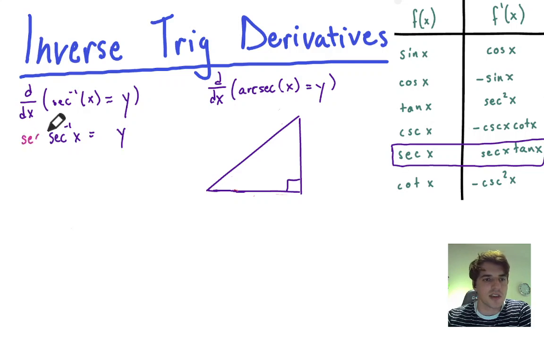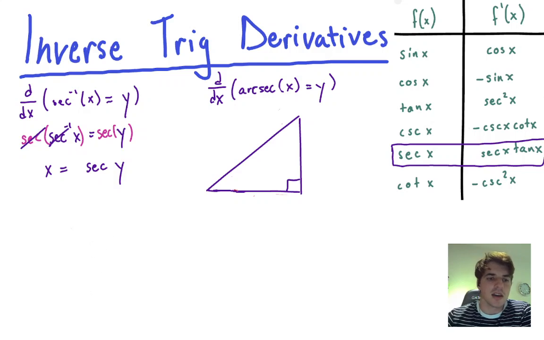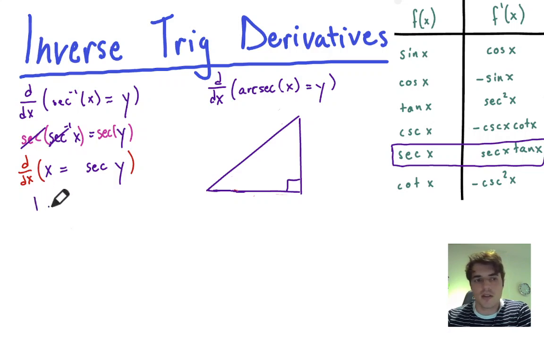We're taking the secants of both sides so that we can deal with something that we know. These cancel. We have x equals the secant of y. And now we can take the derivative, d/dx, and on the left side, the derivative of x is just 1.